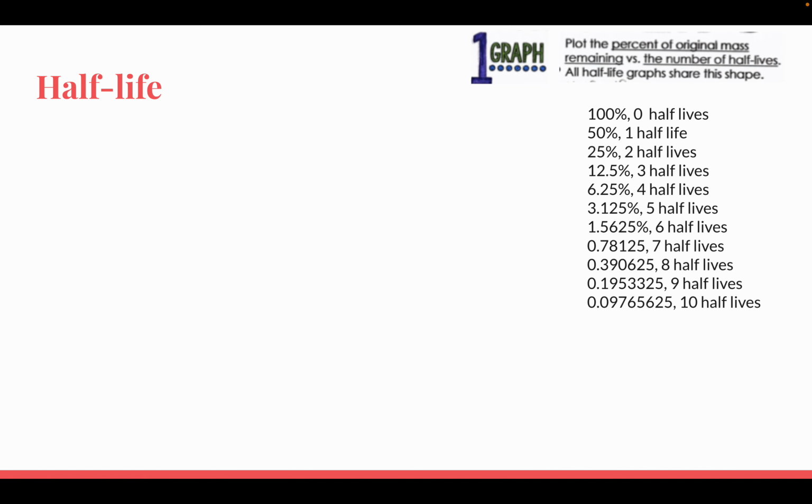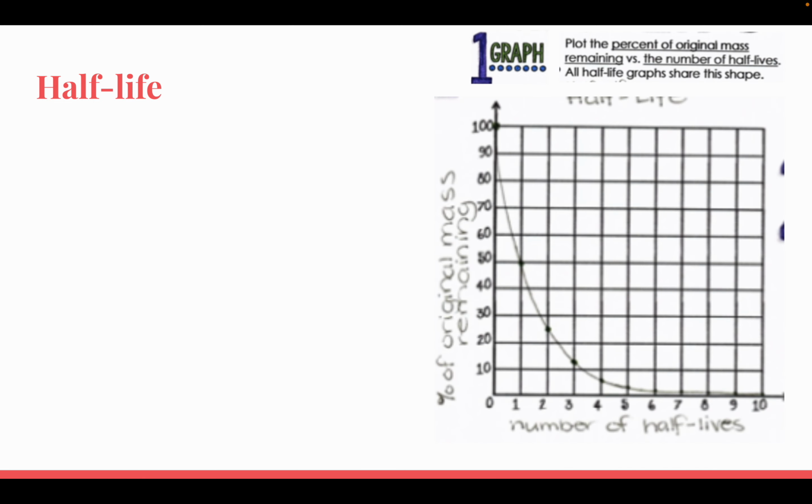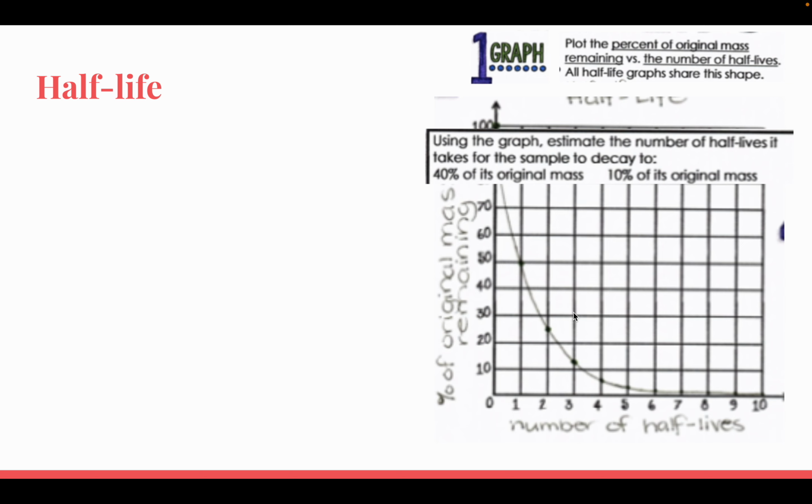Okay, so we can look at half-life in a couple different ways. We can look at half-life on a graph like this. At 0 half-lives at the beginning, you'll have 100% of your sample. After 1 half-life, you'll have about 50%. 2 half-lives, about 25%, so on and so forth until you get these itty-bitty numbers. So using this graph, we can figure out how long it will take to get 40% of a sample or 10%.